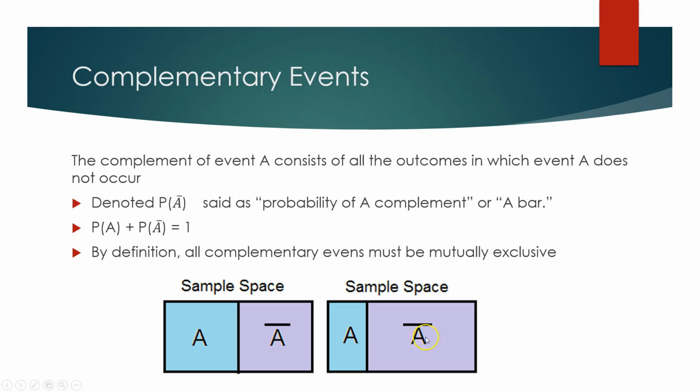The second sample space over here doesn't have to be 50-50. It can be any different division of 100% at all. So let's say A was getting a 2. A bar is everything else, so that would be 1, 3, 4, 5, and 6.